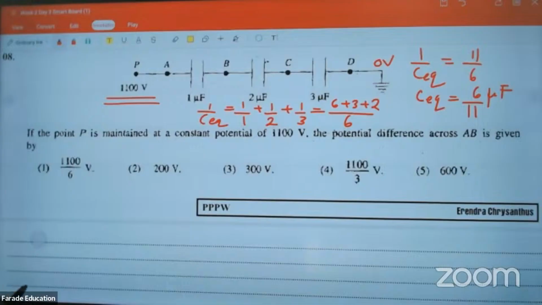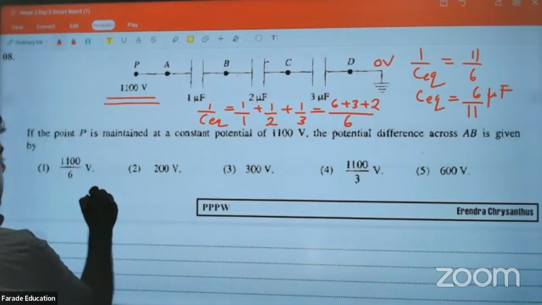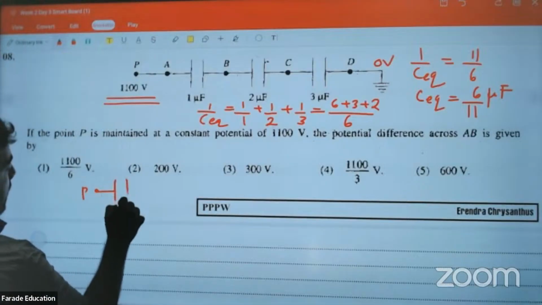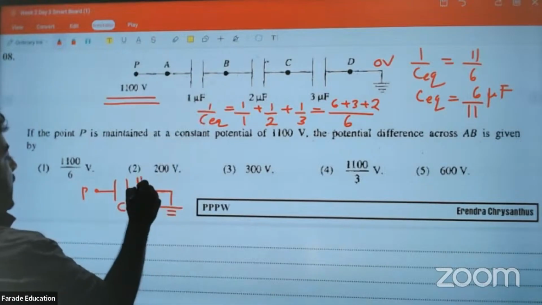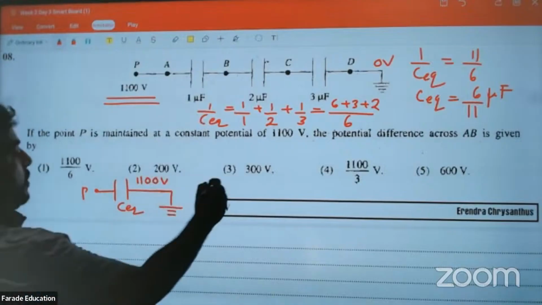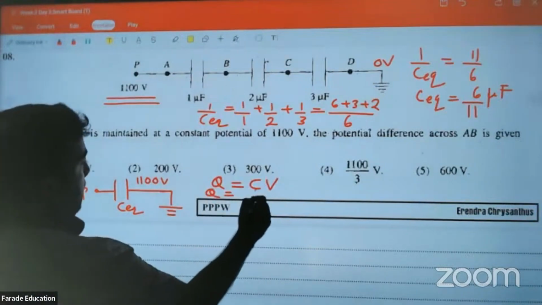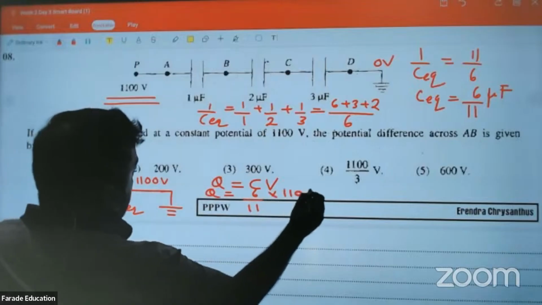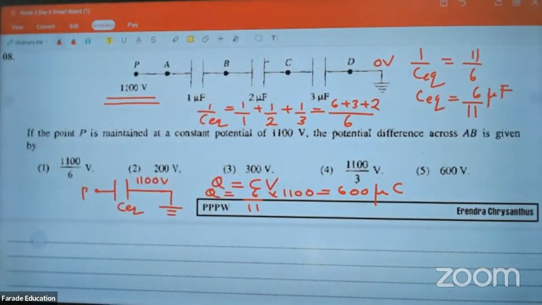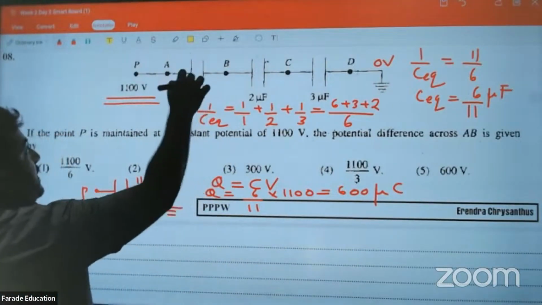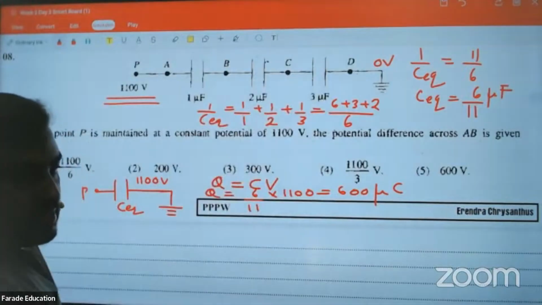Right. So have a look at this. Now you have point P, equivalent capacitor, grounded. Potential difference there, 1100 volt. So let's find Q equals CV. Q we don't know. Here 6 over 11 multiplied by 1100, 600 microcoulomb. What are they asking you? So here 600 microcoulomb, here 600 microcoulomb, here 600 microcoulomb, same charge.